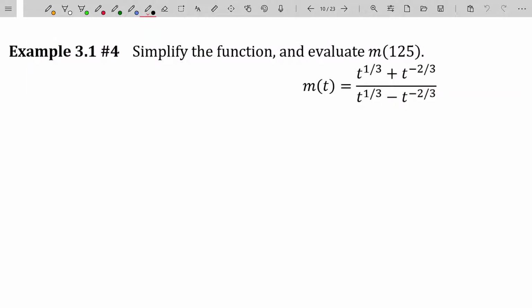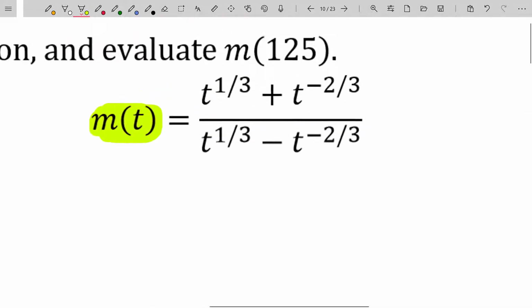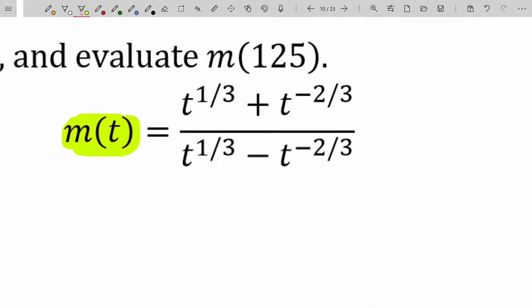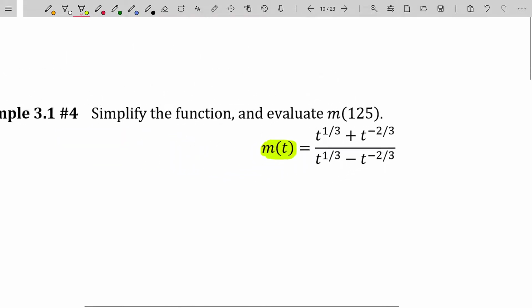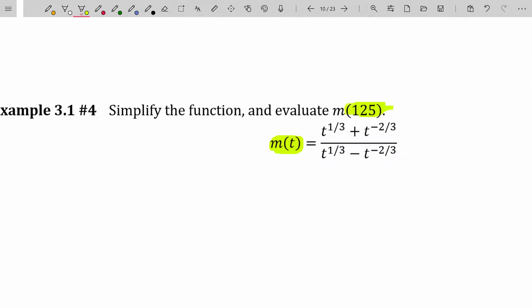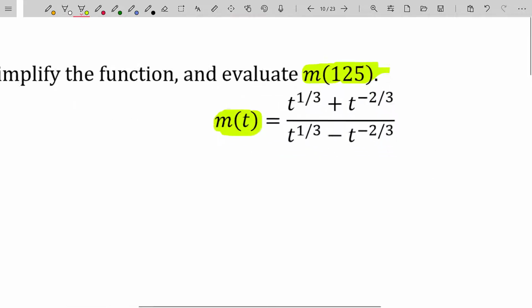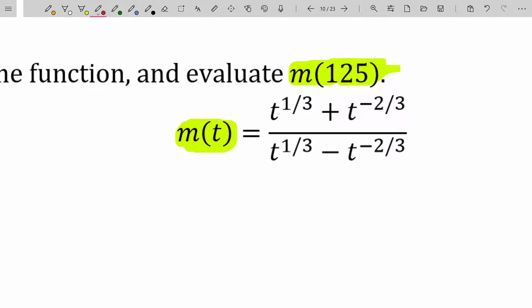Here's a function, m of t. That's how you would read this, m of t. M is a function of t. That is equal to t to the 1/3 plus t to the negative 2/3 divided by t to the 1/3 minus t to the negative 2/3. And we're asked to evaluate m of 125. What we're going to do is replace the t here, and therefore all of these values of t, with the number 125.